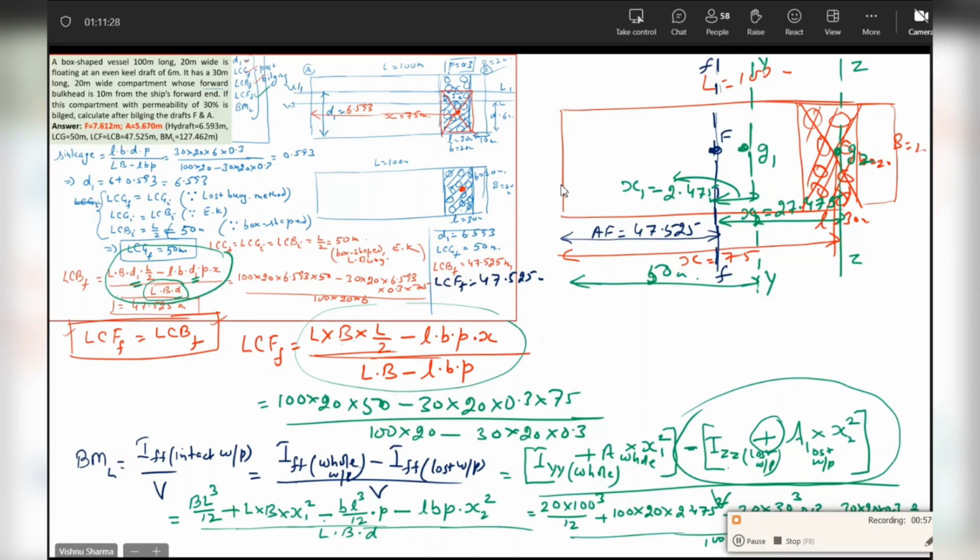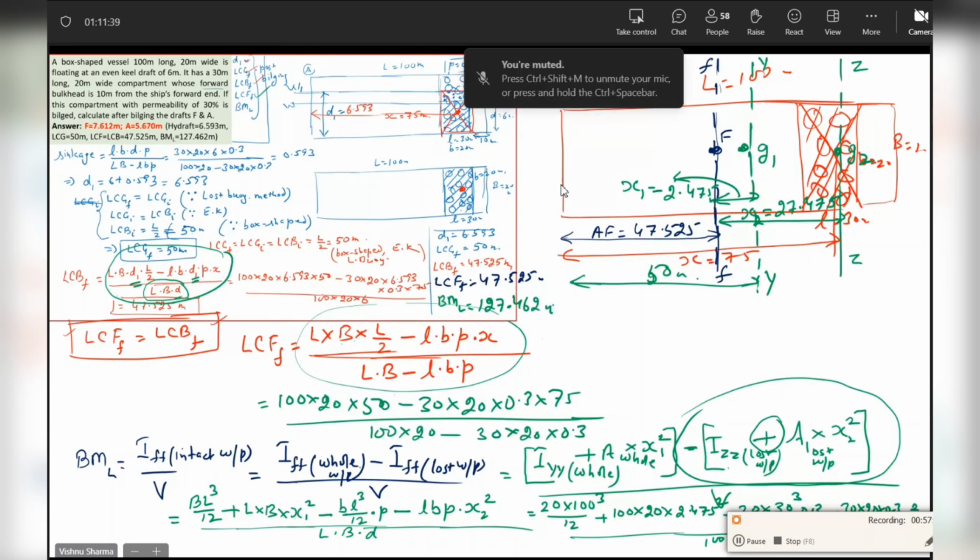of BML of, it is in the answer, 127.462. BML is equal to 127.462. Please calculate, and if you have any doubts, let me know.